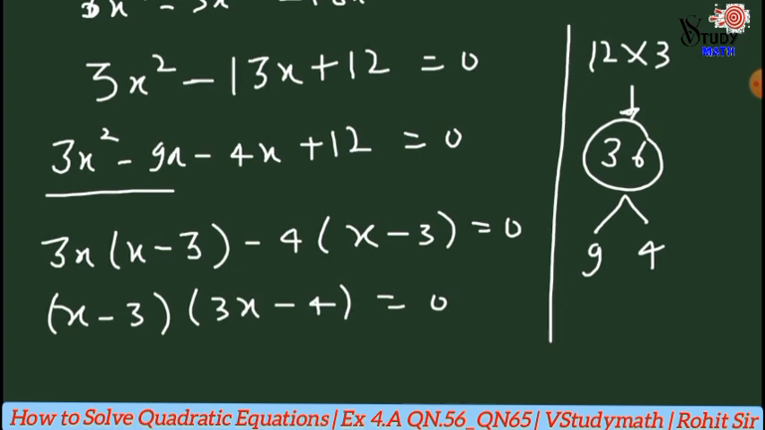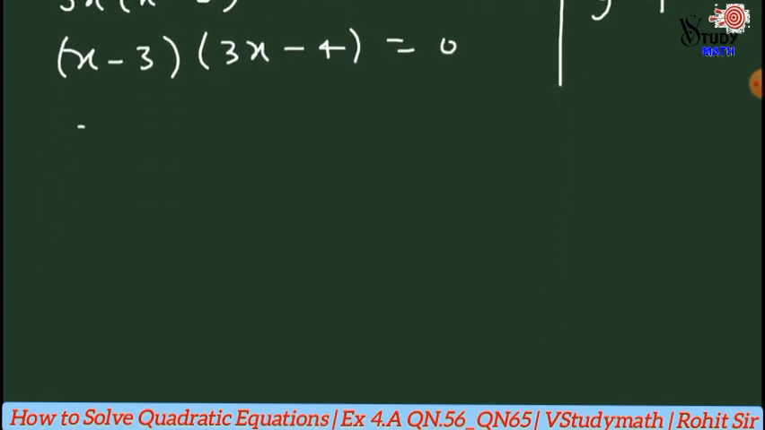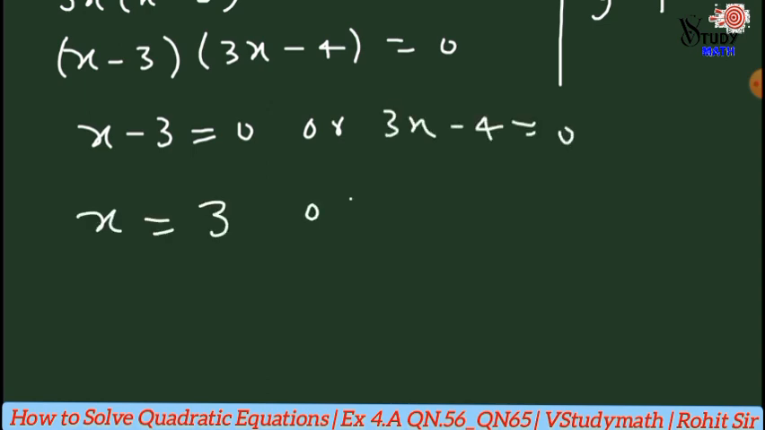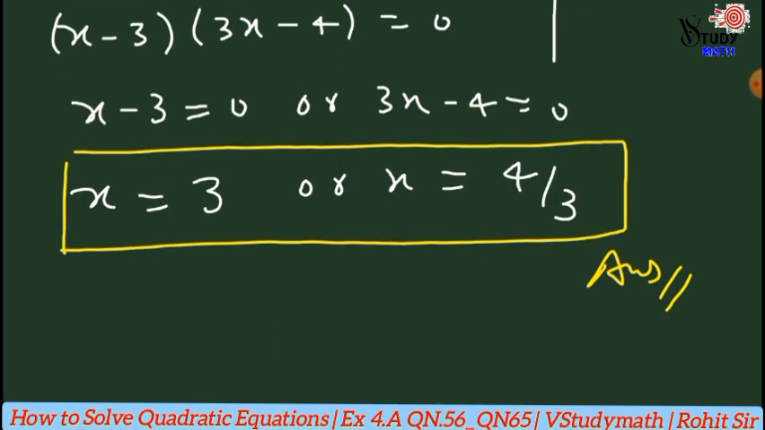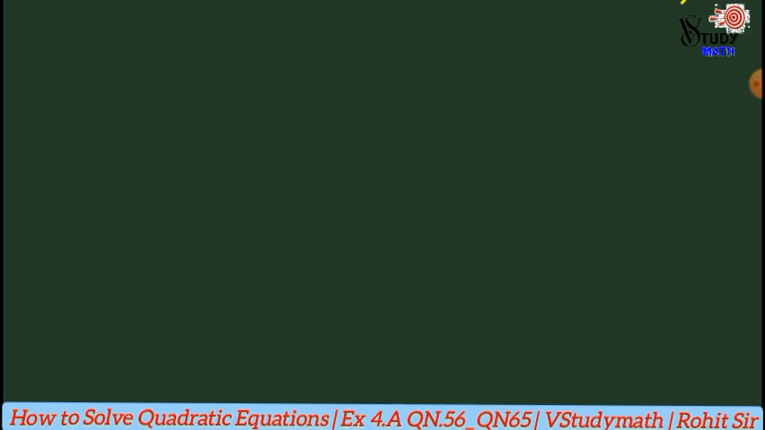Now put x negative 3 is equal to 0 or 3x negative 4 is equal to 0, then x is equal to 3 or x is equal to 4 by 3, and this is the solution of this quadratic equation. Now move to the next question. Question number 64. Let's crack the question number 64.